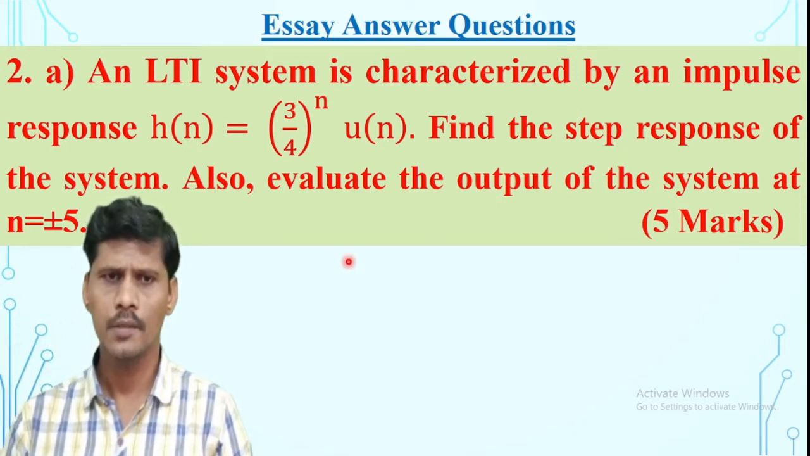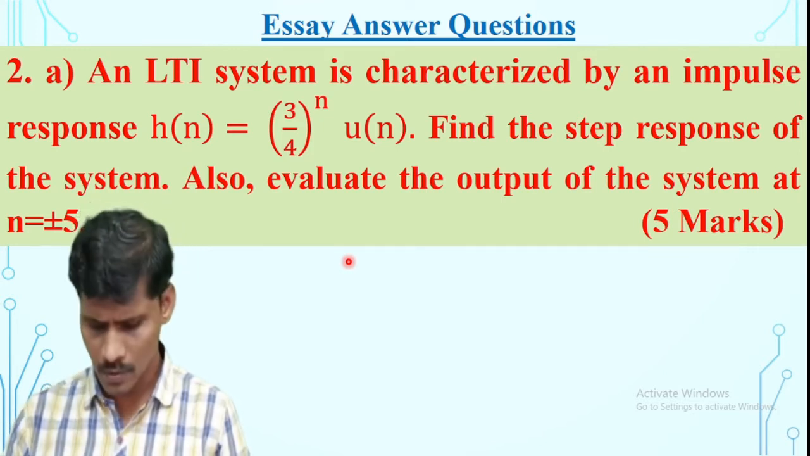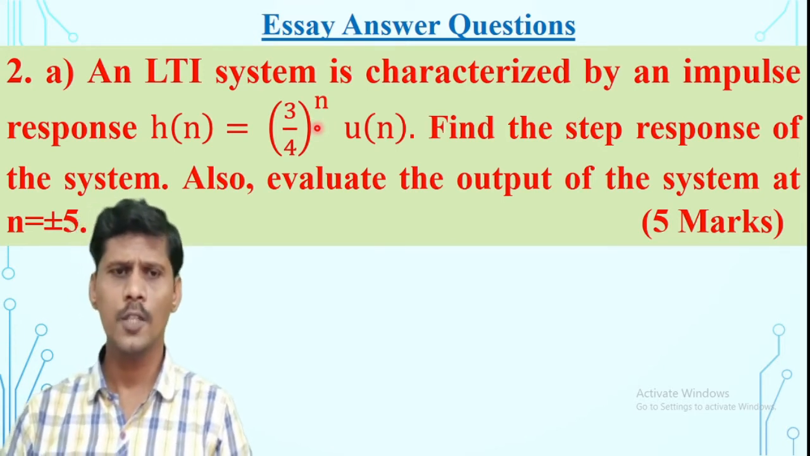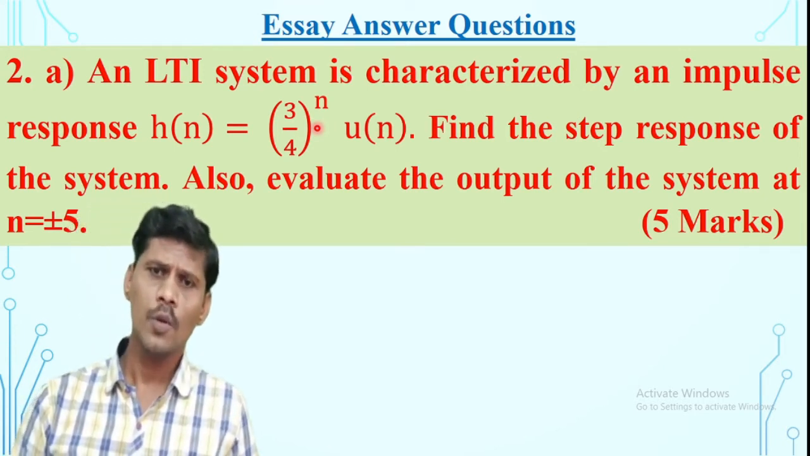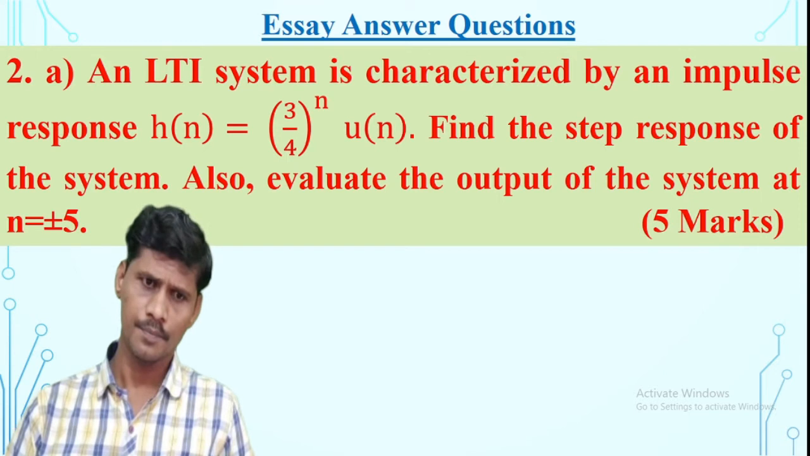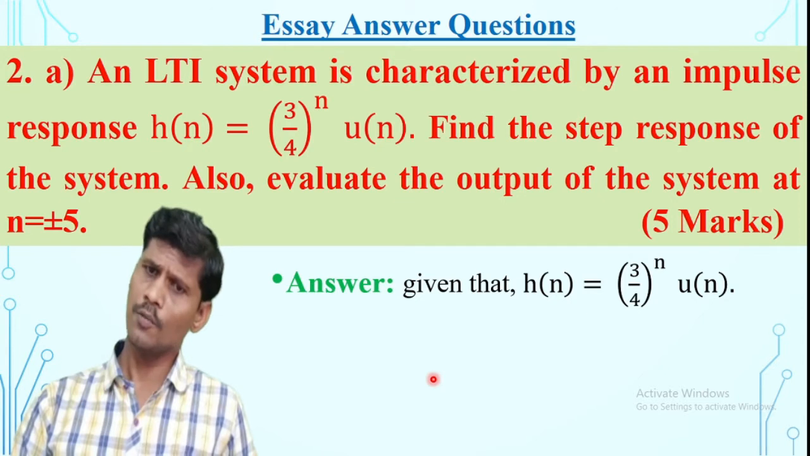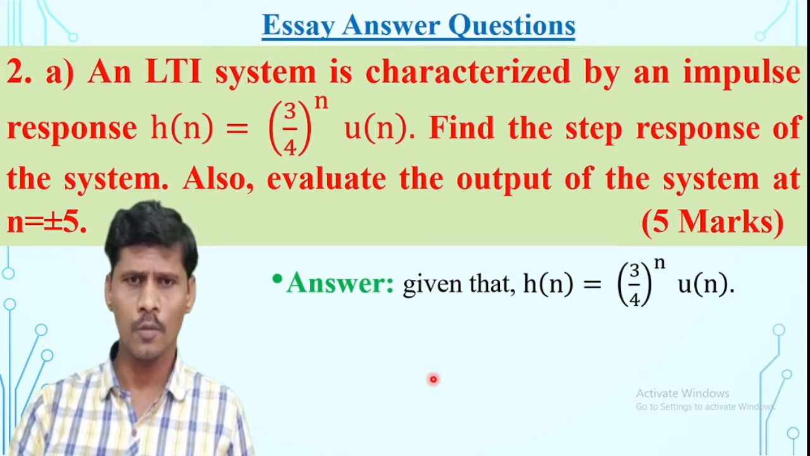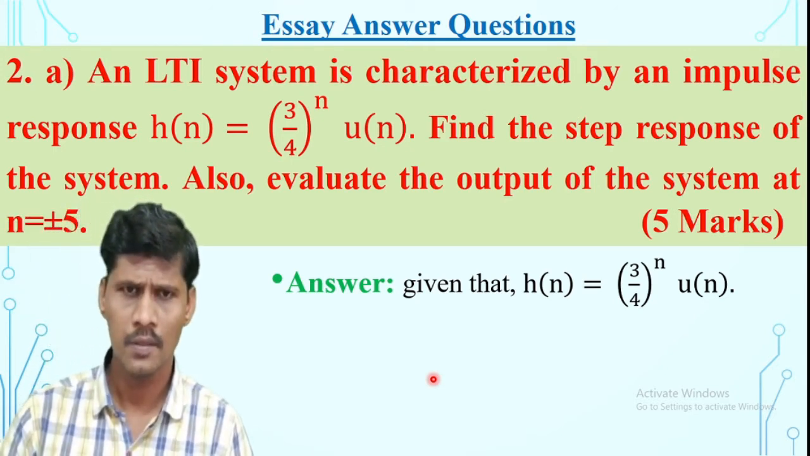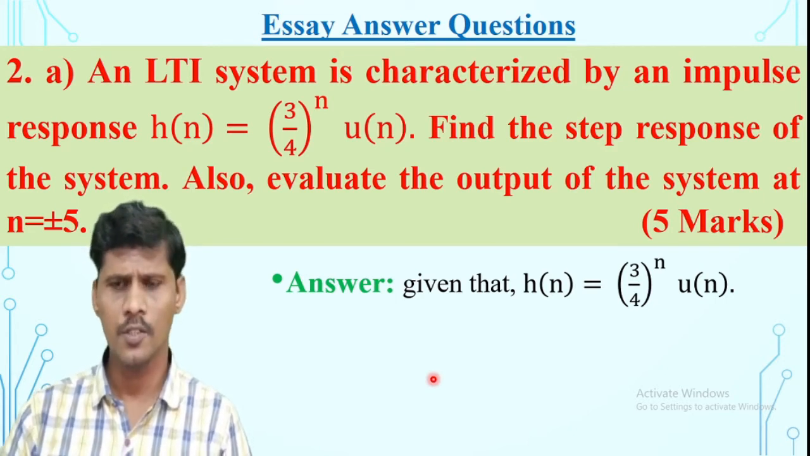Question number 2a. An LTI system is characterized by an impulse response h of n is equal to 3 by 4 whole to the power of n u of n. Find the step response of the system. Also evaluate the output of the system at n is equal to plus or minus 5. So the given sequence is h of n is equal to 3 by 4 whole to the power of n u of n, the impulse response of an LTI system. So calculate the step response of the system.